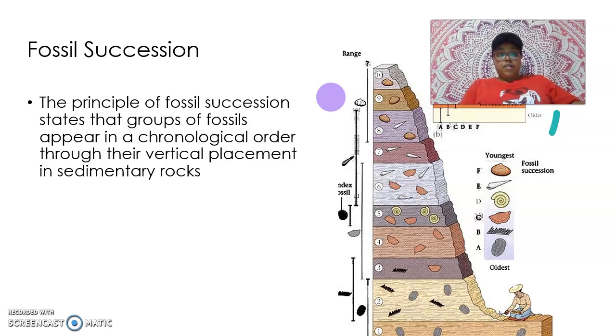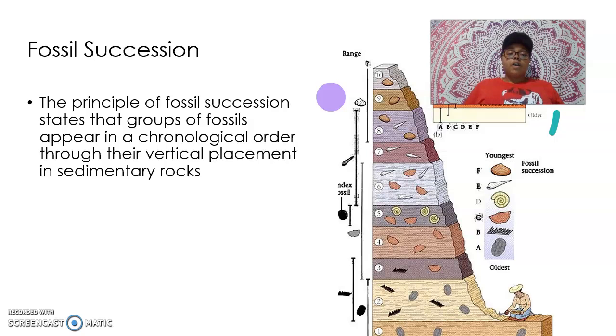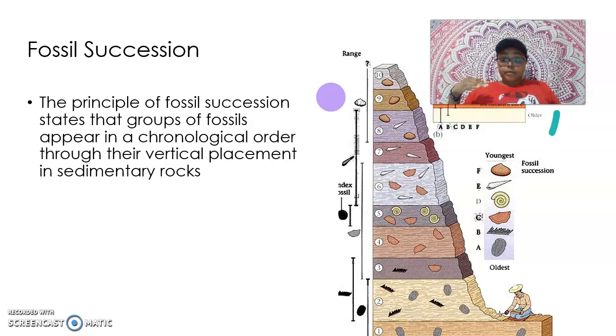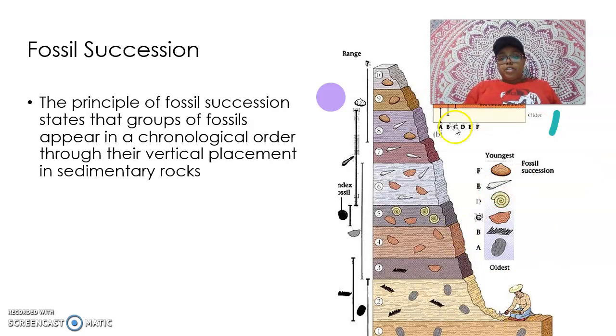Fossil succession. The principle of fossil succession states that groups of fossils appear in chronological order through their vertical placement in sedimentary rock. As you see, all the way at the bottom, there's a rock. That's the very first rock. And the more they go up, vertical instead of horizontal from left to right, you see the oldest fossils stacking on top of each other to the very last one. That's the youngest fossil. So as you see in the picture, that is plain.